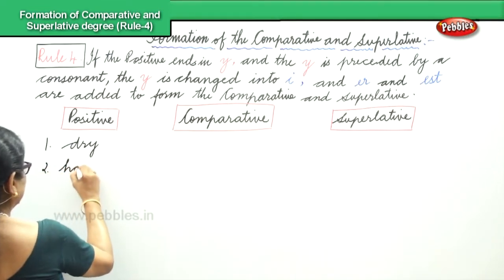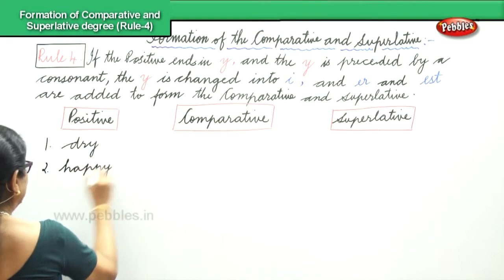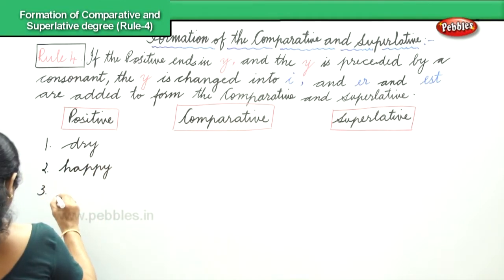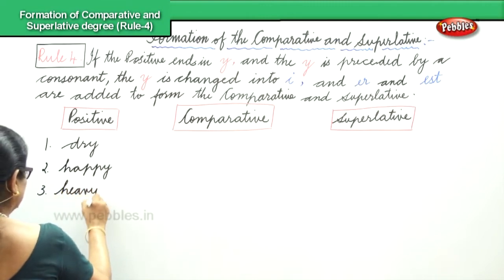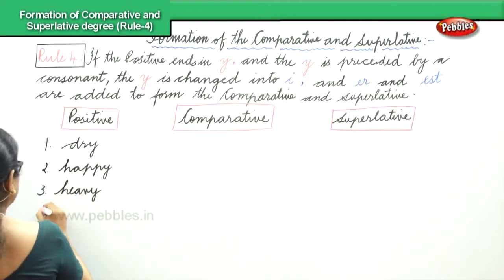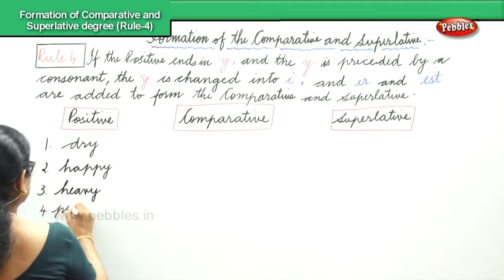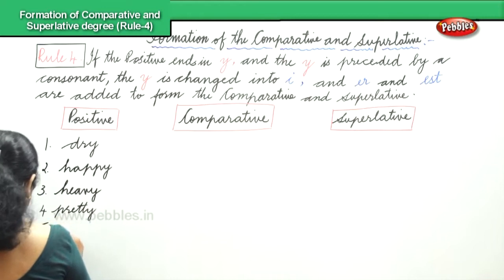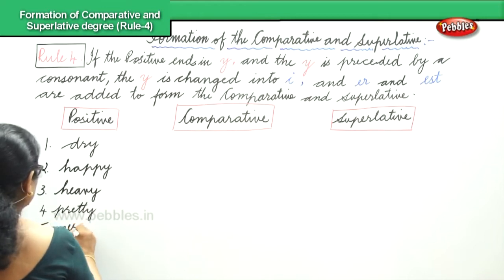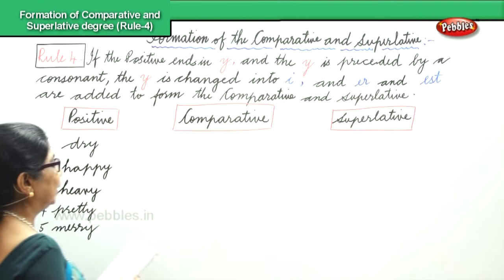The words are: dry, happy, heavy, pretty, and merry.